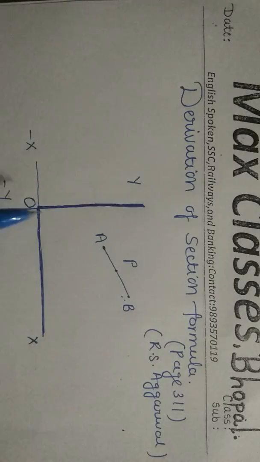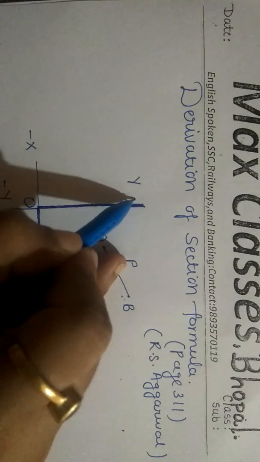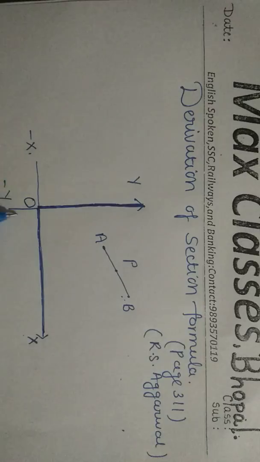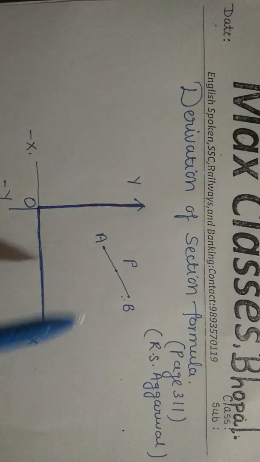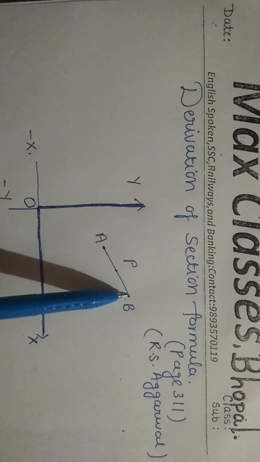Suppose, students, this is our coordinate plane. This is the x-axis, this is the y-axis. This is the negative x-axis, this is the negative y-axis. We have taken two points A and B.